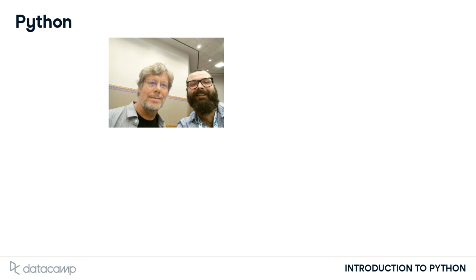Python was conceived by Guido Van Rossum. Here you can see a photo of me with Guido. What started as a hobby project soon became a general-purpose programming language. Nowadays, you can use Python to build practically any piece of software. But how did this happen?